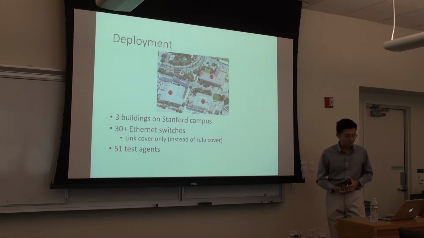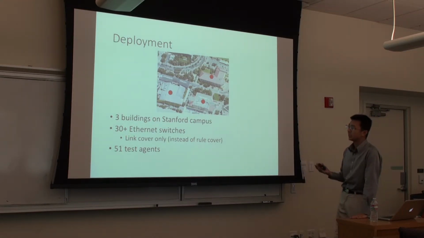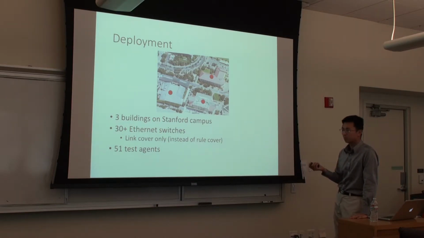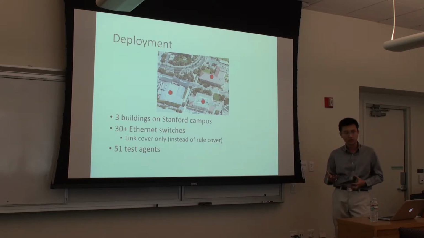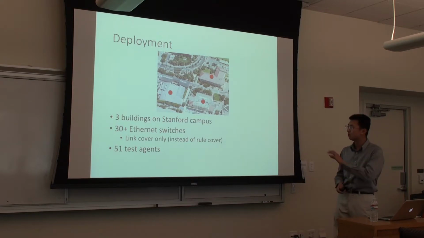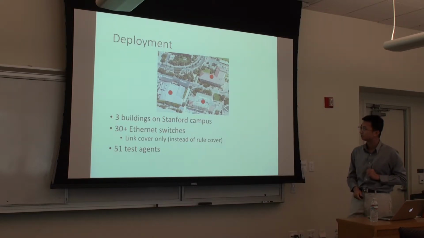So I've shown that ATPG works in offline analysis. Does it work in the real world? So I've deployed ATPG on 3 Stanford buildings. There are more than 30 Ethernet switches. And we focus on the link cover rather than rule cover because the entire network is just a big layer 2 network. And we have 51 test agents.